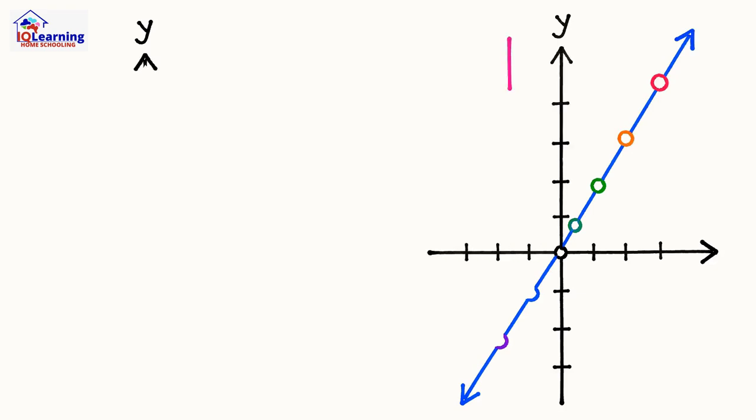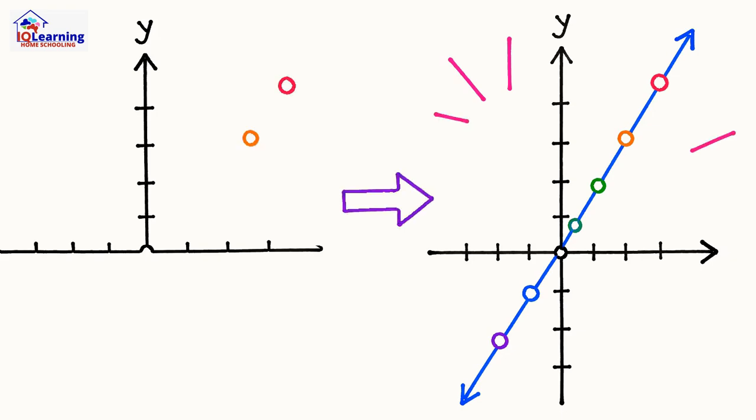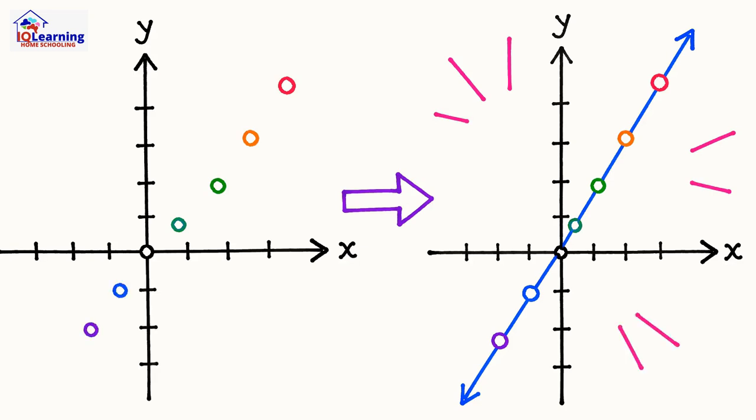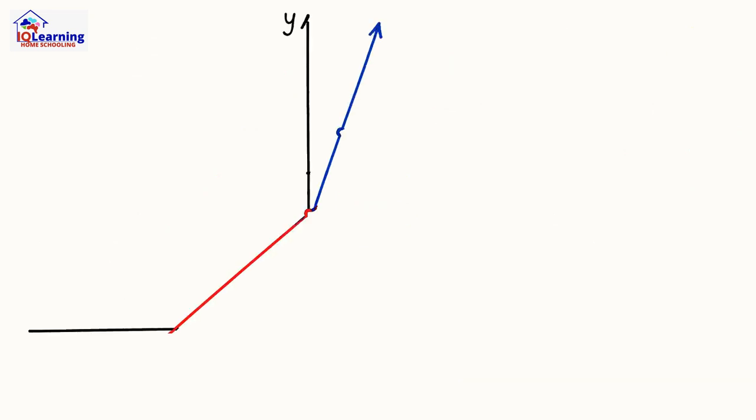They form a perfectly straight line. This is a linear function. Drawing that line connects all the dots, showing you every possible answer to the rule at once. And this line tells a story.